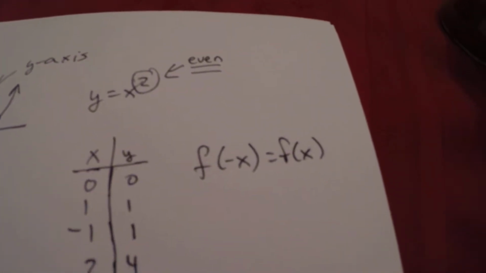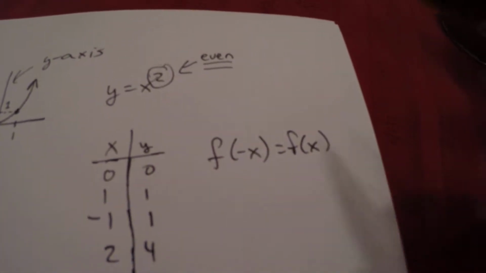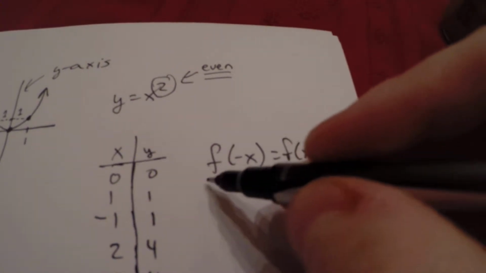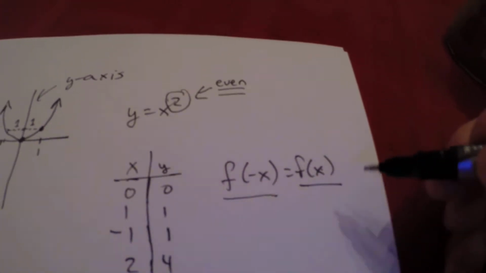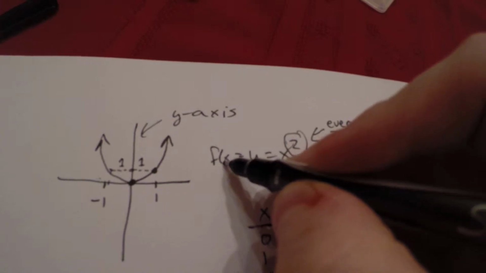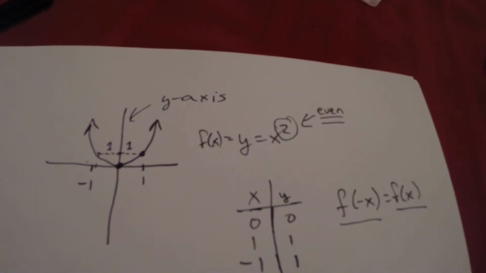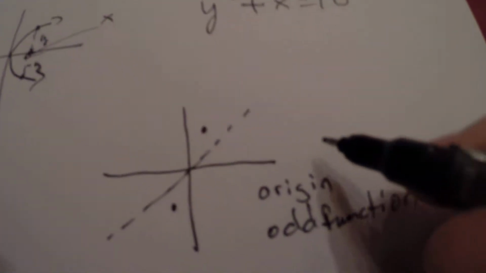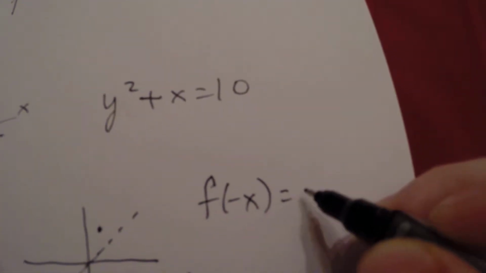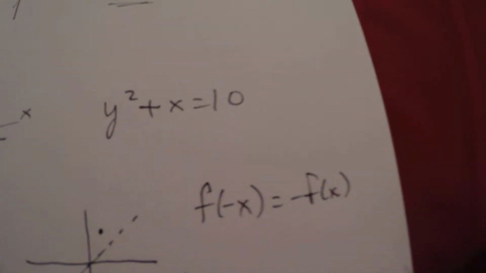Okay. This notation is a little intimidating, but all it's saying is that whether x is negative or positive, they share the same y value. Note, y is the same thing as f of x. And down here, with the origin, when we have f of negative x, it's the same thing as negative f of x.